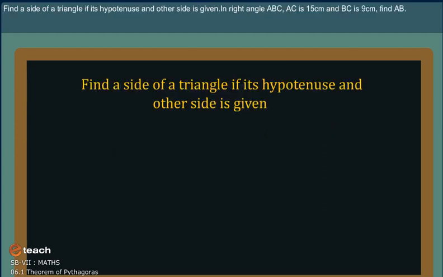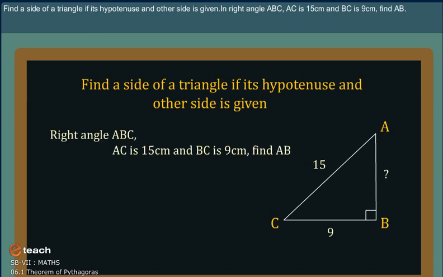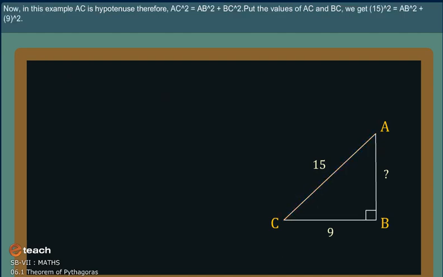Find a side of a triangle if its hypotenuse and other side is given. In right angle triangle ABC, AC is 15 centimeters, BC is 9 centimeters. Find AB. Now, in this example, AC is the hypotenuse. Therefore, AC square is equal to AB square plus BC square. Put the values of AC and BC. We get 15 square is equal to AB square plus 9 square.